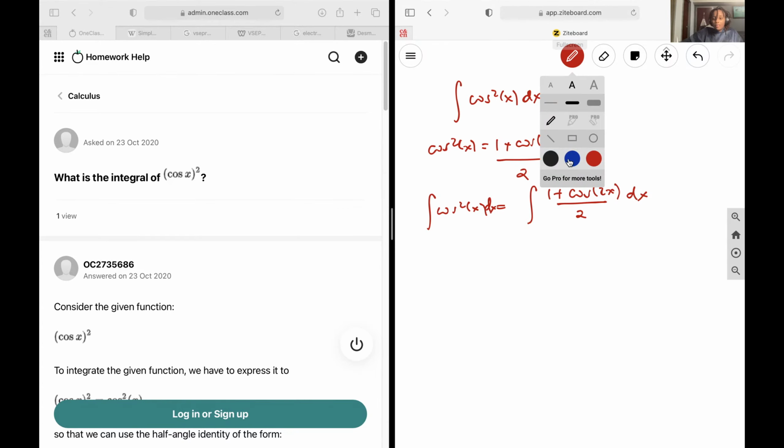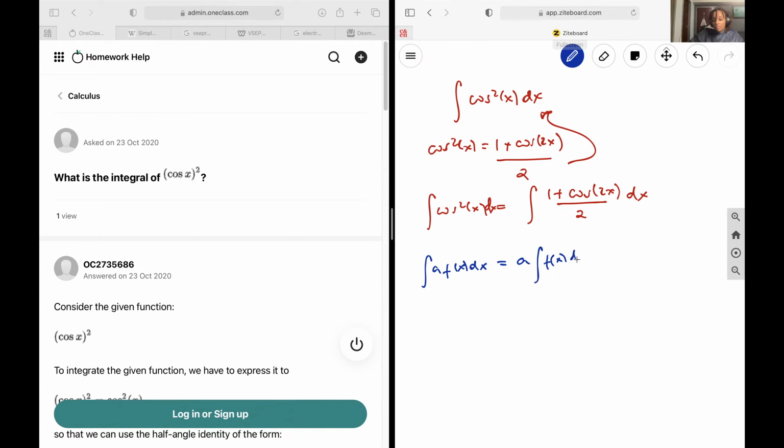Next up, we're going to use the property that the integral of some constant multiplied by f of x dx is equal to the same thing as pulling out that constant. We're going to apply that to pull out the 1 over 2.